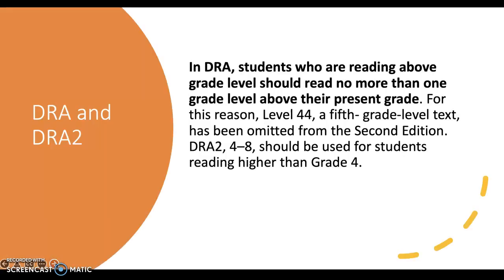And then there's DRAs and DRA2s. In a DRA, the students who are reading above grade level should read no more than 1 grade level above their present grade. That kind of depends on your school district. Sometimes school districts will let you go more than 1 grade level higher. Sometimes they won't, mainly because they don't want you to use all the assessments up. So if you're teaching 3rd grade, they don't want you to go past 4th grade because they want you to have assessments in 4th grade and 5th grade so that those teachers will be able to assess those kids as they go through elementary school. And the DRA2s go 4th through 8th, and so those can be used with kids into middle school level as well.